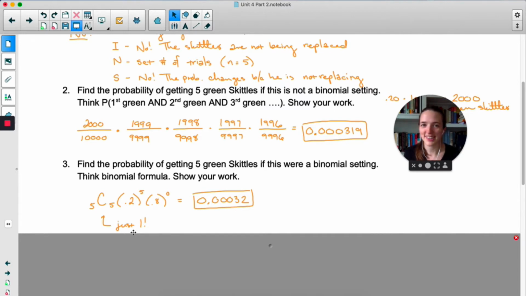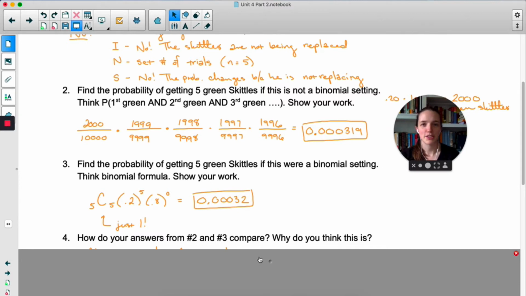You could type that into your calculator, but if you use common sense, you can think, oh, if I want all of them to be successes, there's only one way that I can arrange all those successes. Then we have the probability of success raised to the 5th, probability of failure raised to the 0 because there are no failures. And look at that. Almost the exact same probability. So pause the video and think about this for a moment. Why did we get almost the same answer in 2 and 3?